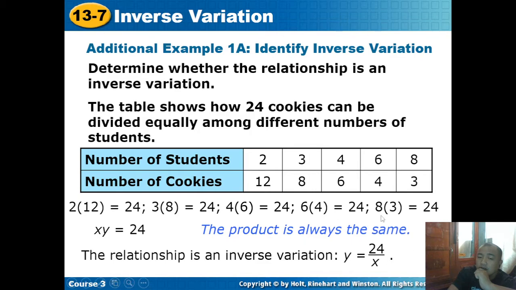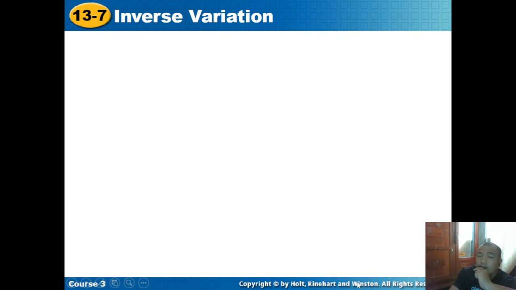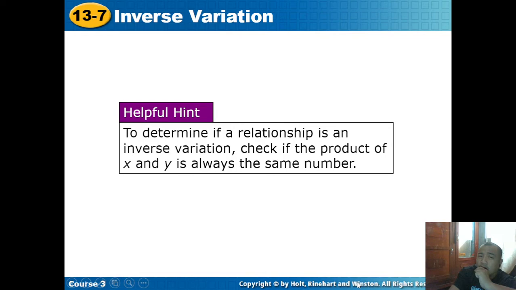So y equals 24 over x, the equation of variation where k is 24. This is the equation of variation for the inverse variation. So, helpful hint: to determine if a relationship is an inverse variation, check if the product of x and y is always the same number.